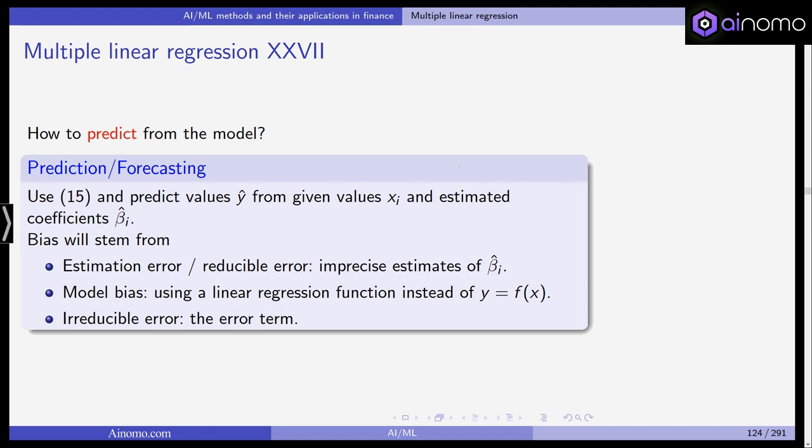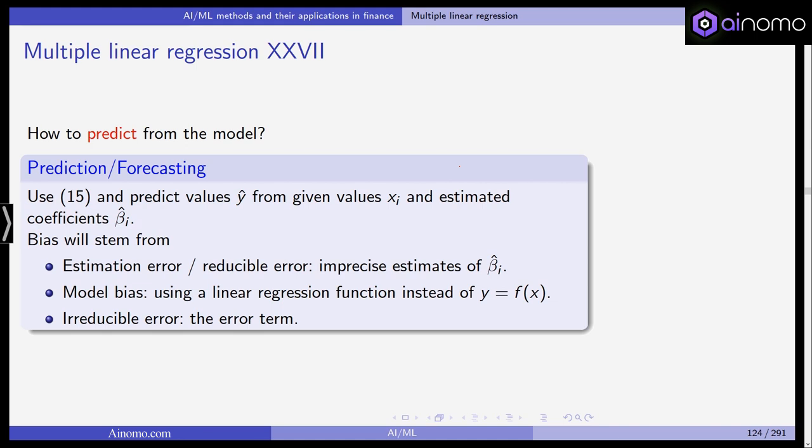Now remember that obviously the forecast will include a bias, and this bias will stem from 3 sources. First of all, we have imprecise estimates of beta 0, beta 1, beta 2, etc. So even with using OLS, ordinary least squares, we will have some imprecision in the estimation of our coefficients because we don't have infinite data. We only have a sample size of, let's say, 1,000, 5,000, even 100,000 observations. This means that there is still some estimation error that will induce a bias in our forecast y hat.